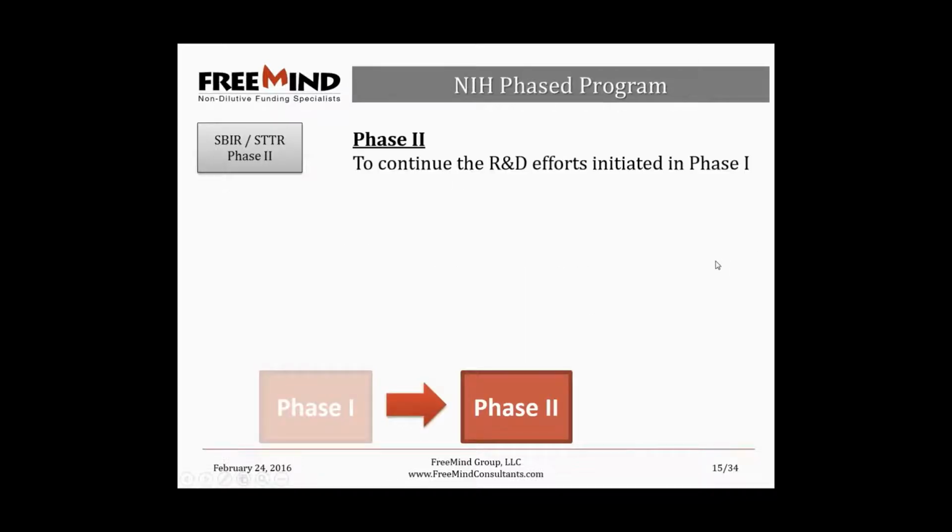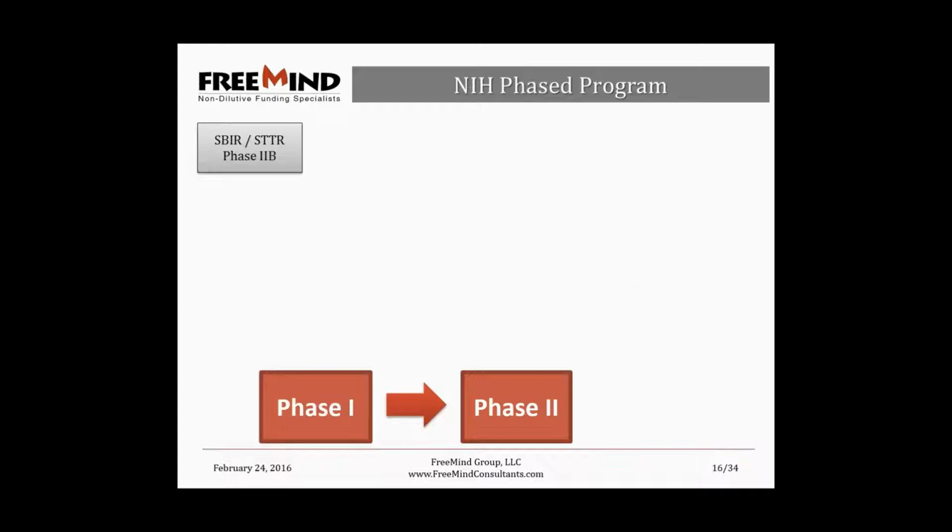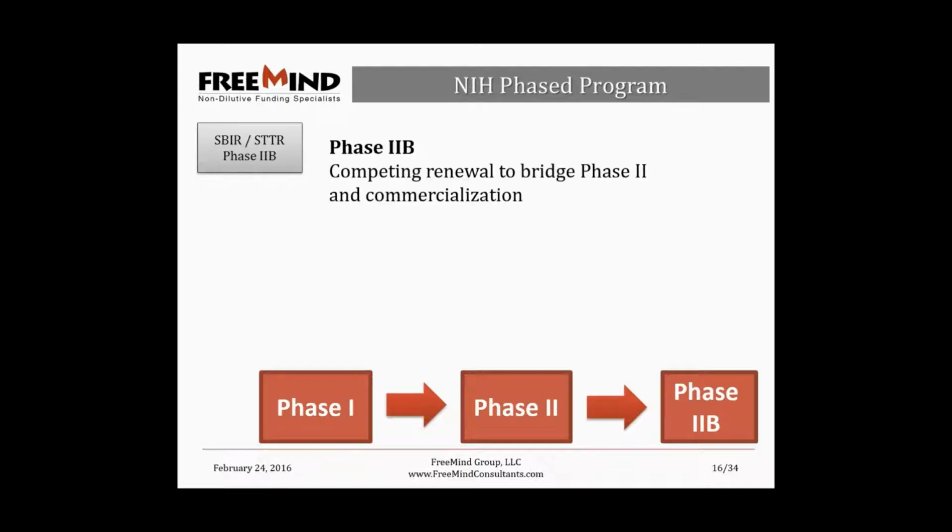Moving on to the phase 2. The goal here is basically to continue the R&D efforts initiated within the phase 1, and the awards for both the SBIR and STTR usually do not exceed $1.5 million over the course of 2 years. Other than that, there's actually a third component here, which is the phase 2B. It is not a very new component, but it is not very known. And basically, the goal here is to make sure that you are able to complete the research plan that you had planned, and basically to give you more time to finish research and commercialize your project.